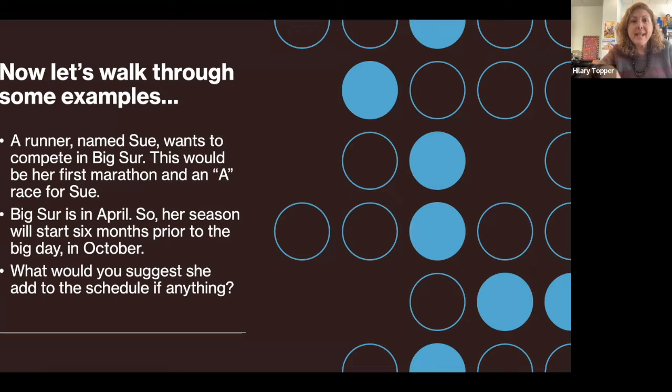Big Sur is in April, so her season is going to start 6 months prior to this big day. And she's going to run a marathon at Big Sur. Big Sur is hard. It's hilly. It's difficult. What would you suggest she add to the schedule, if anything, during those 6 months of training?